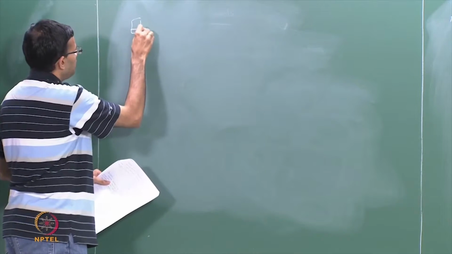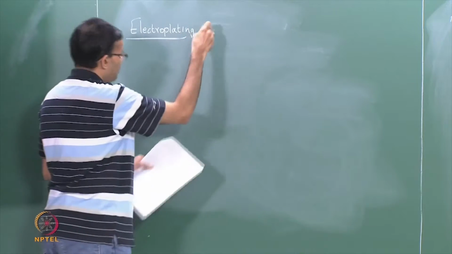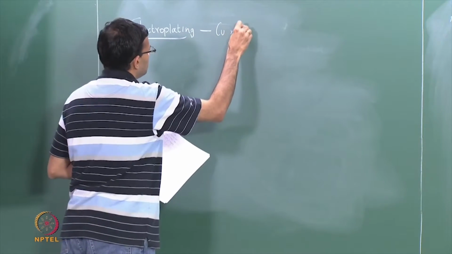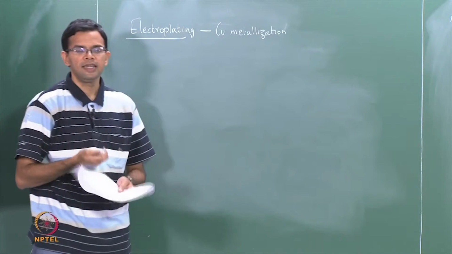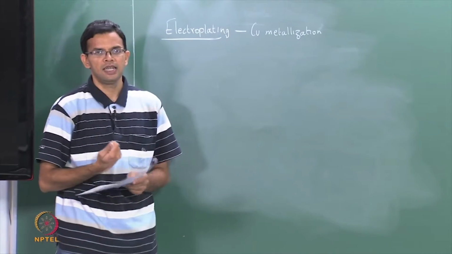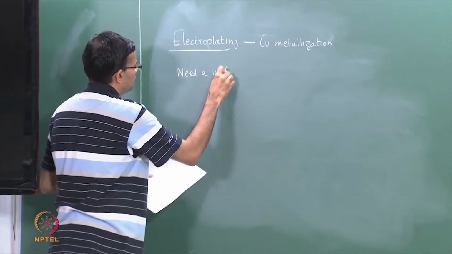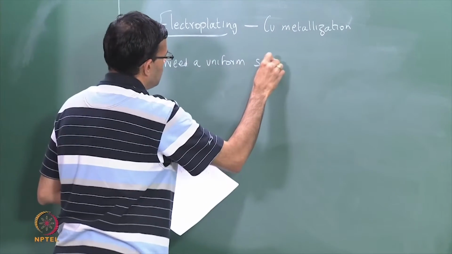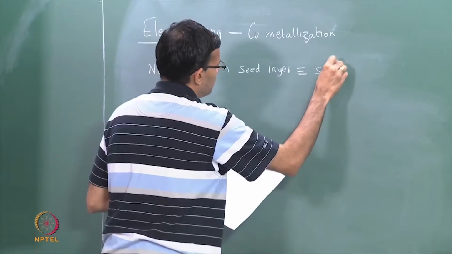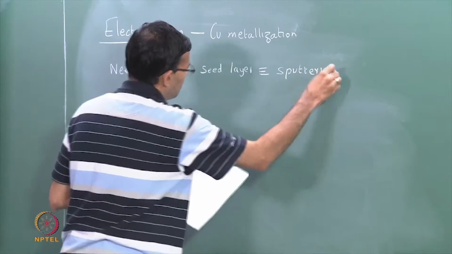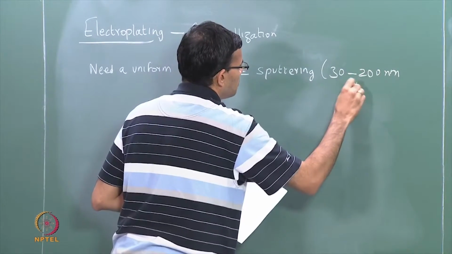So, in the case of electroplating, it is used for copper metallization. Initially a seed layer of copper is first grown. This seed layer is usually grown by sputtering. This is typically around 30 to maybe 200 nanometers thick.